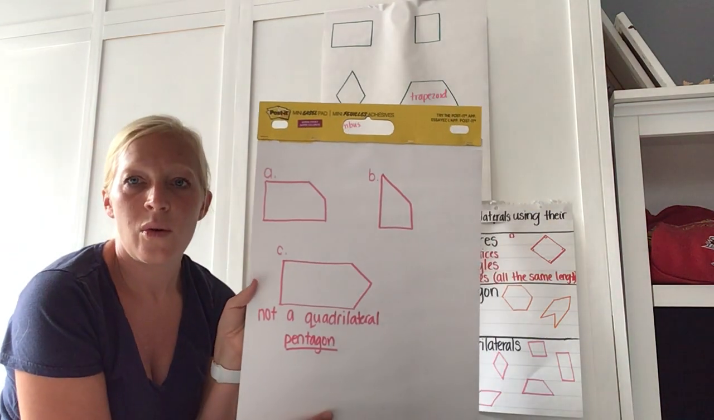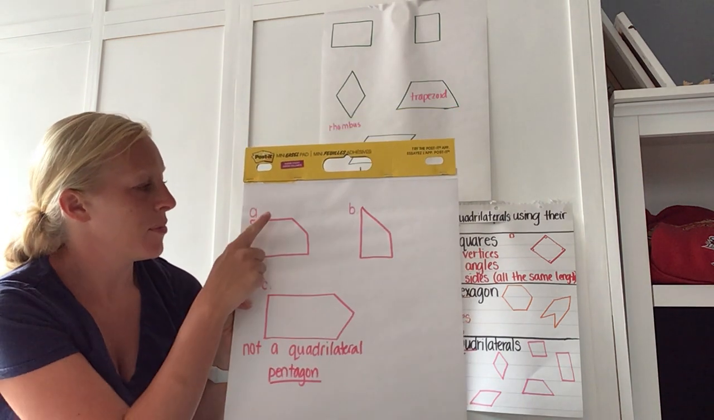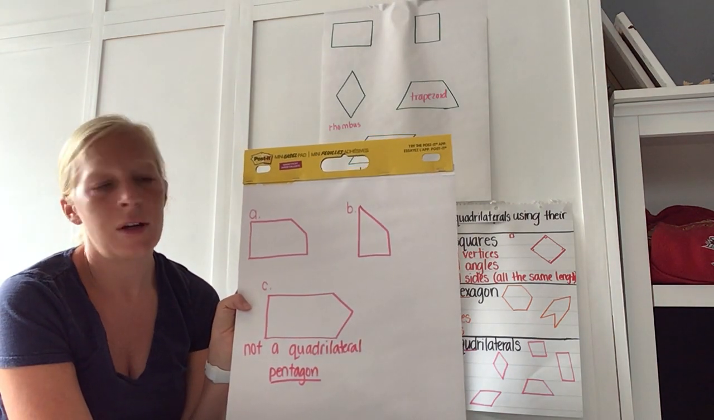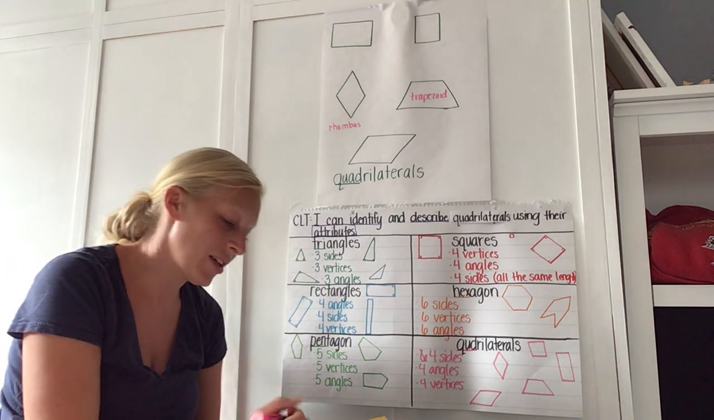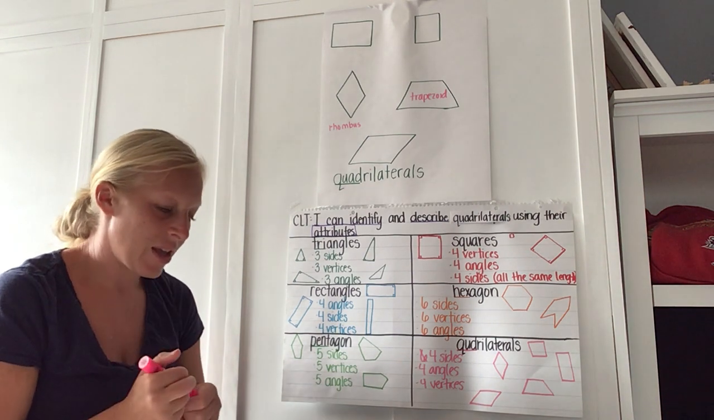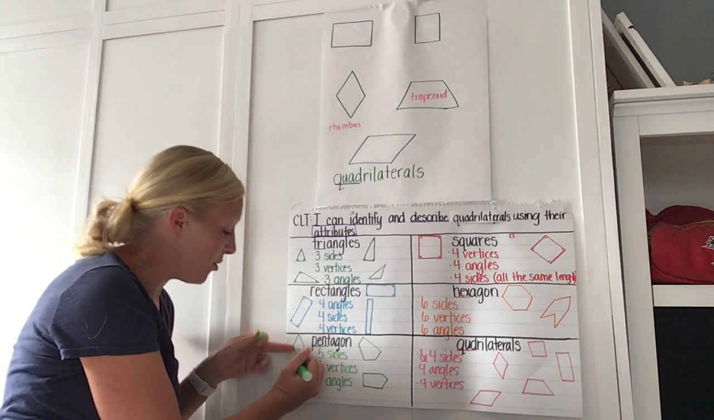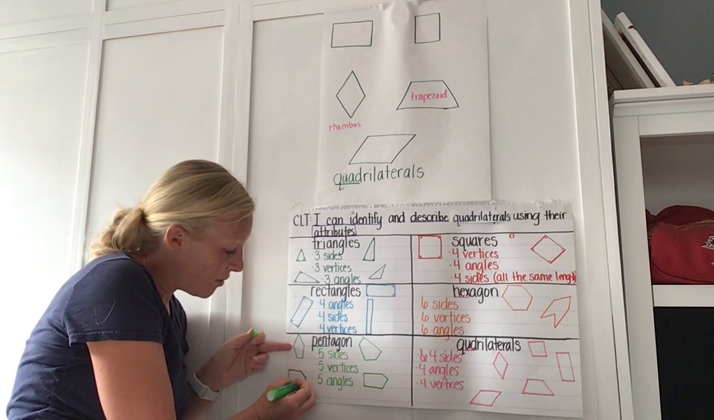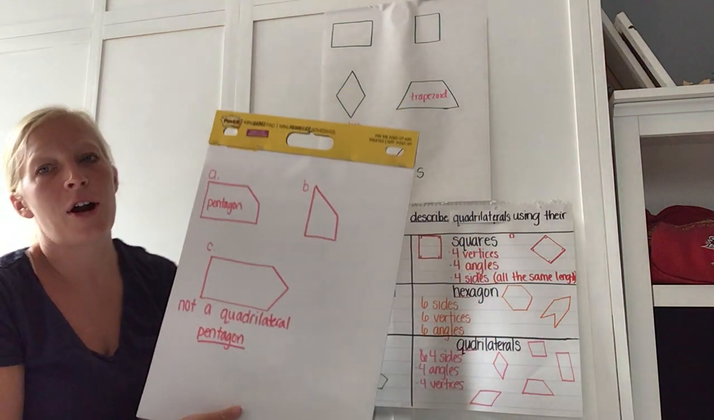Okay. What about our A and our B? Let's count them. 1, 2, 3, 4, 5. That is not a quadrilateral. It's a pentagon too. Why? It has 5 sides. I'm going to add that to my pentagon one too. It's always good to have lots of examples. I can get my side straight down there, right? Okay. What about our B?